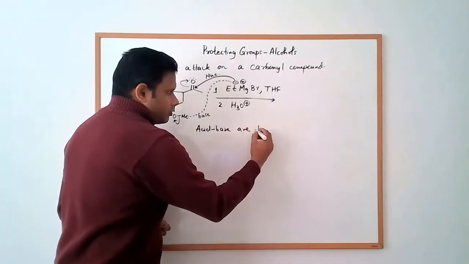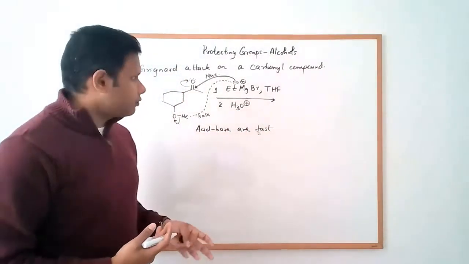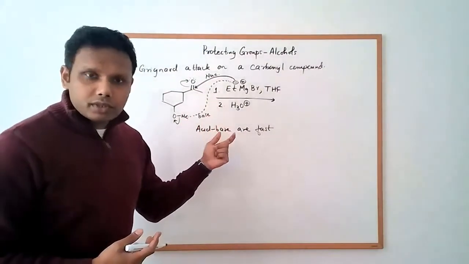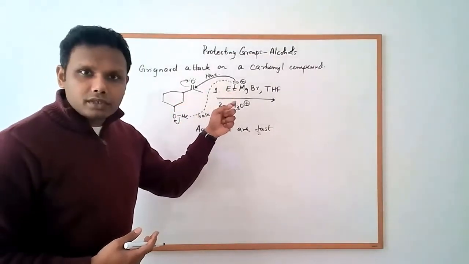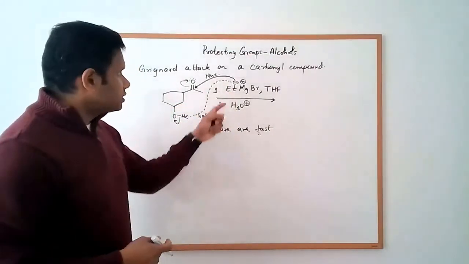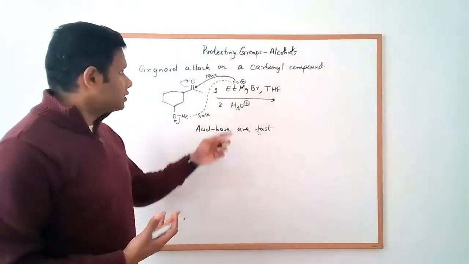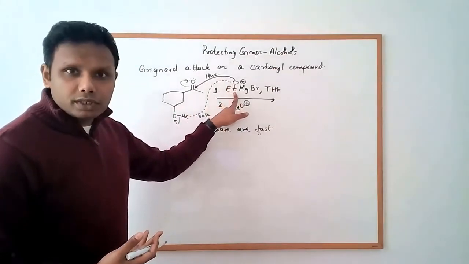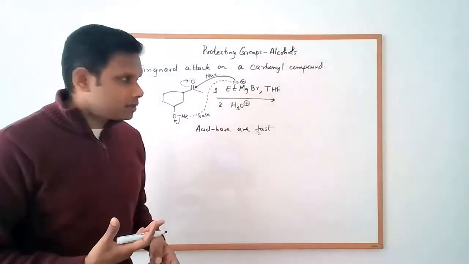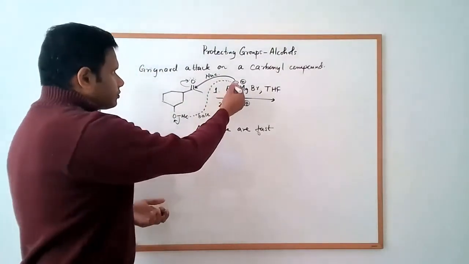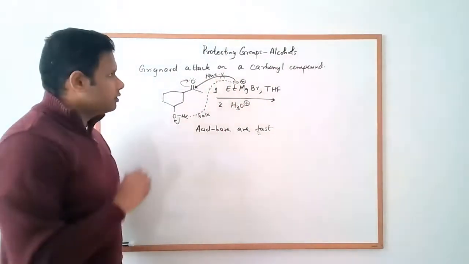And acid-base reactions are fast. So kinetically, these reactions are going to be favored. So that means in this particular scenario, when you take this carbonyl compound and you react it with the Grignard reagent, the preferential reaction that would happen is the reaction between the Grignard reagent as a base and this hydroxyl group as an acid, okay?